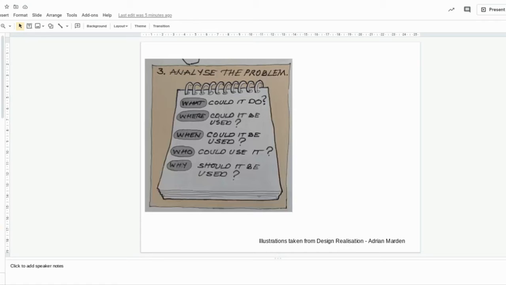So if I give you two examples, something like a children's toy. Well, a children's toy is predominantly used by children of certain ages. If you consider something like, I don't know, a mobile phone would be used by a much bigger audience.